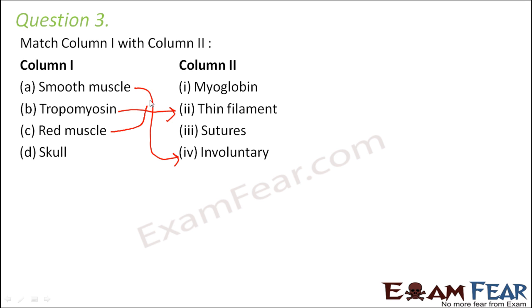Red muscles contain a lot of myoglobin, so this will match with the myoglobin. Skull. Skull has sutures. What are sutures? Sutures are the fibrous joints which are present in the skull, because of which there is no movement allowed in the skull. So sutures are present in skull.